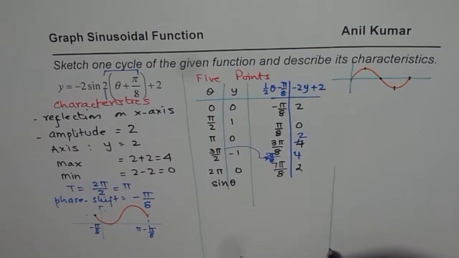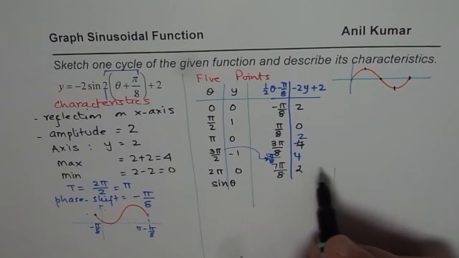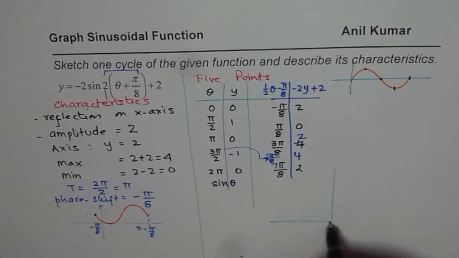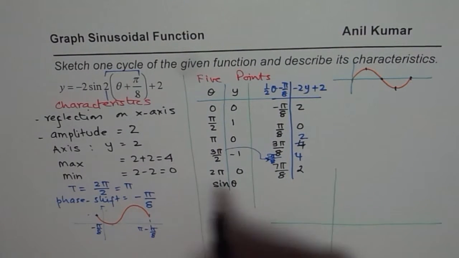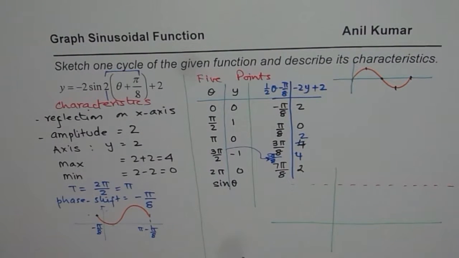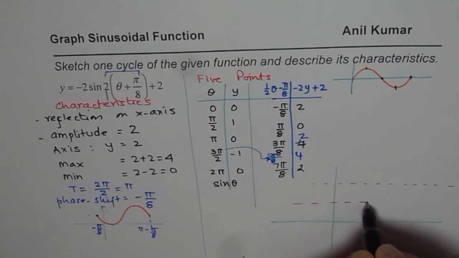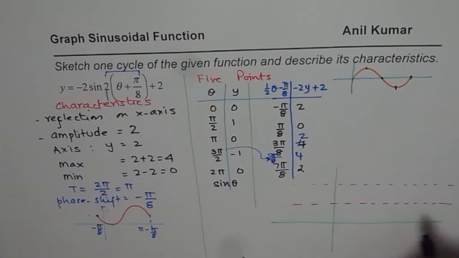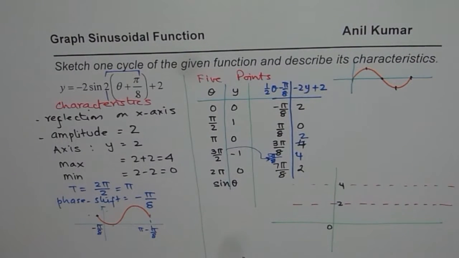So let me do it here. Since we know that the maximum is 4 and minimum is 0, I'll take the scale like this. So we know that the maximum is 4 and minimum is 0. So I'm just drawing a dotted line here, indicating that to be 4. And the axis is at 2. So I'll draw the axis at 2 here, right? So this is my axis. Let me label these points. This is 2, this is 4, this is 0 for us, correct?